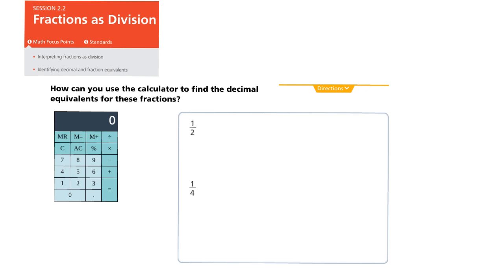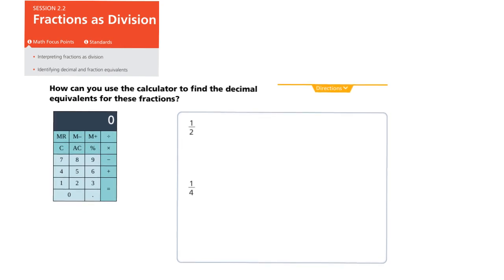On the screen, I have the calculator, but it doesn't work. So if I did use a real calculator, I would first press 1 and then the division sign. So let me see if I can mark it up. First, I would press 1, then the division sign, and then the 2, and the equal button. And the answer would equal 0.5, or half. I could do the same thing with 1/4.